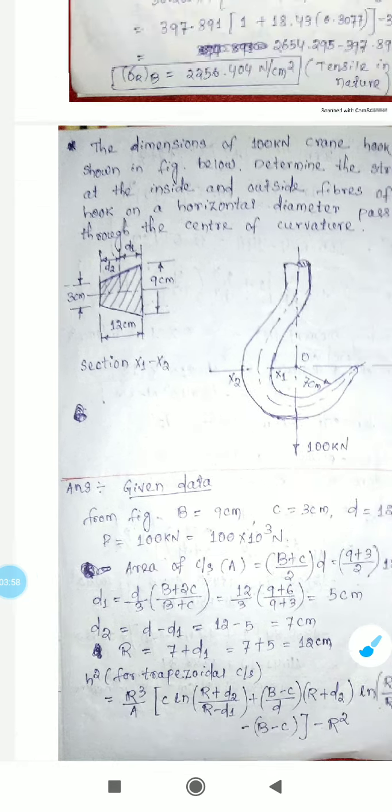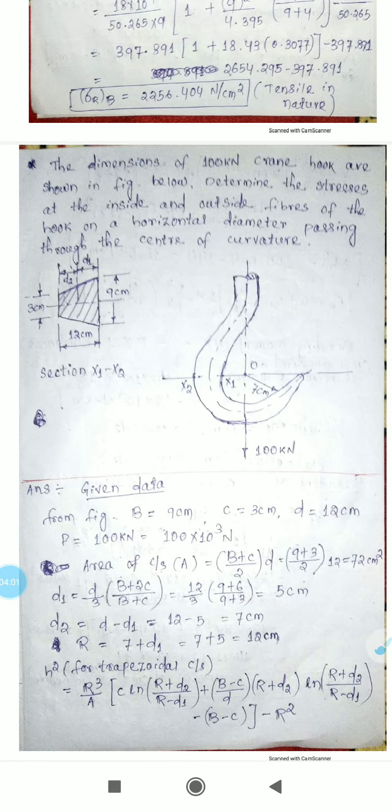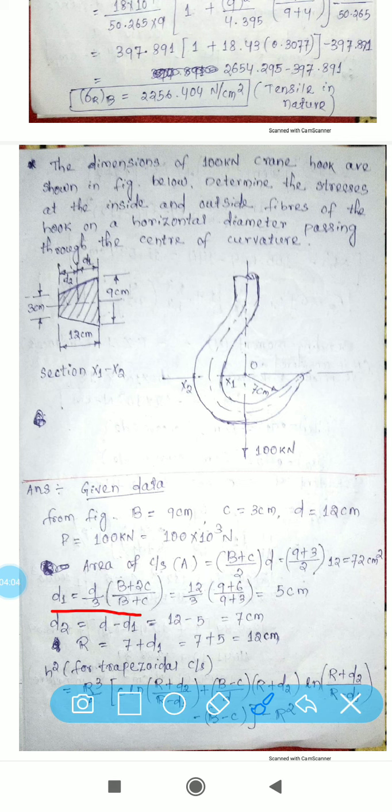First you have to calculate what? D1. The value of D1 is D by 3 into (B plus 2C) divided by (B plus C). Then put in all values. Finally D1 is 5 centimeter. If D1 is 5 centimeter, then see the diagram. D2 is how much? D2 is equal to D minus D1. D is 12 centimeter, which is given, and D1 is 5. So 12 minus 5 is equal to 7 centimeter.